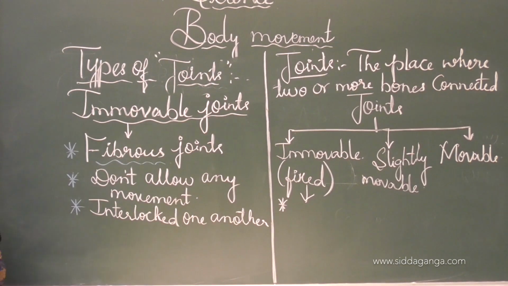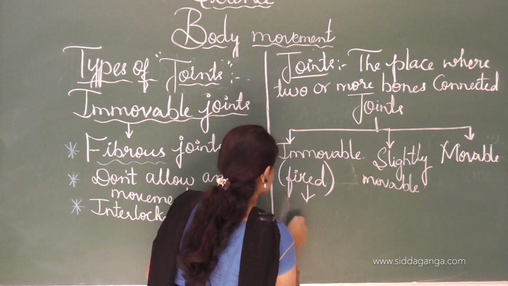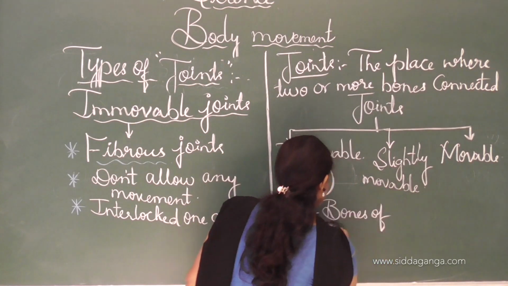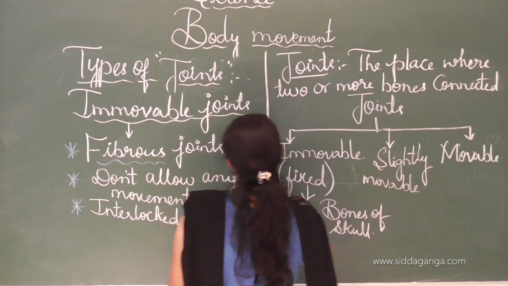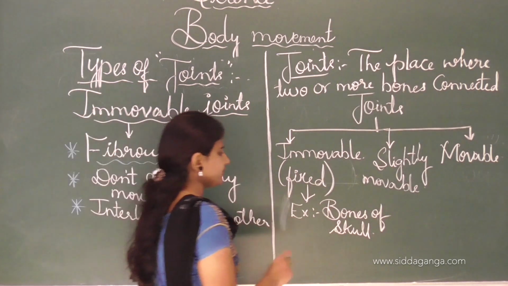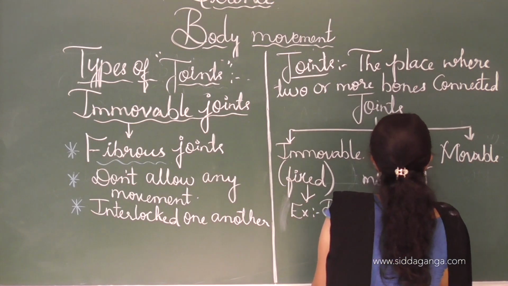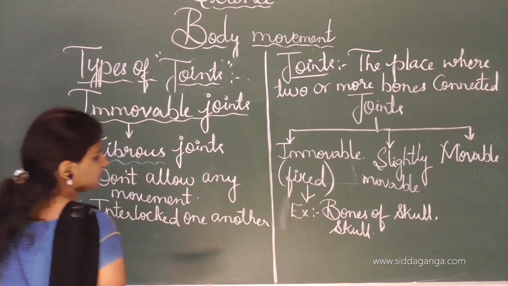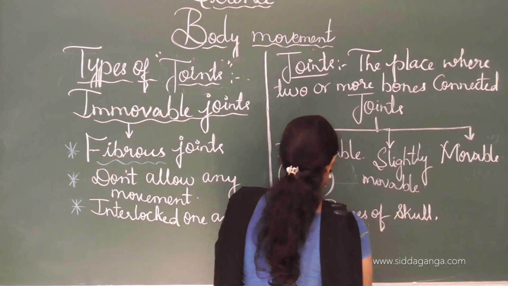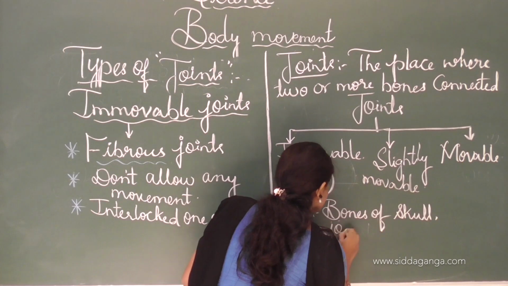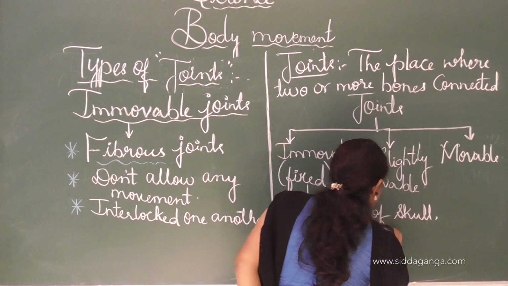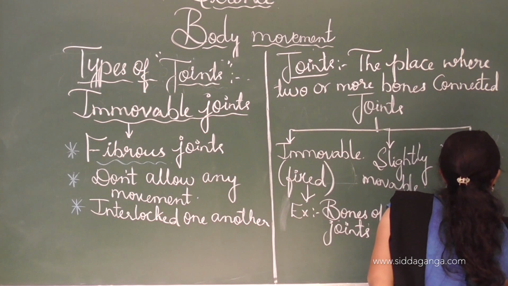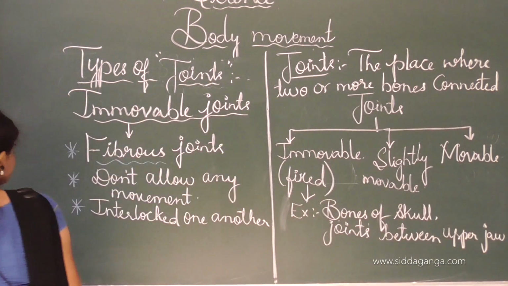Examples of these joints are the bones of the skull, and the joints between the upper jaw. See, these are the examples of immovable joints.